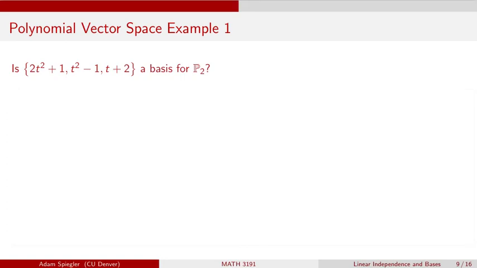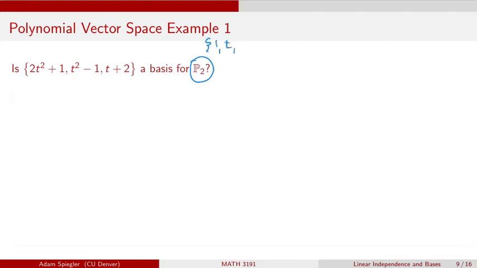Okay, welcome everyone. So now that we've considered a couple of examples where our vector spaces were a little more abstract, polynomial vector spaces and matrix vector spaces, let's take a look at some additional examples for these types of vector spaces. So now we're going to consider the vector space P2. This is going to be the set of all polynomials that have degree 0, 1, or 2.